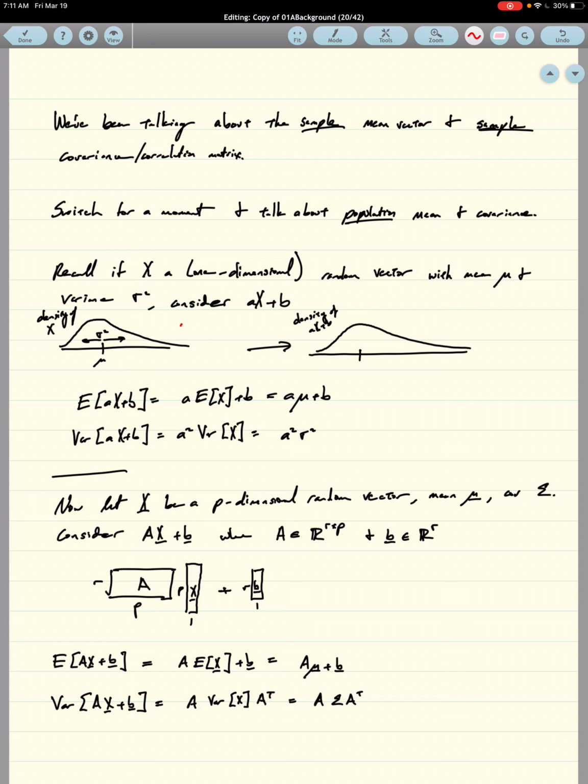Okay, so how does this work for a random vector? Now let's change the problem. Let's let the random vector X be a p-dimensional random vector. It's going to have mean vector mu bar. It's going to have covariance matrix sigma. I'm going to use sigma rather than S because we're talking about the population. And for that matter, I'm using mu rather than x bar. So these are the true population mean vector and population covariance matrix.